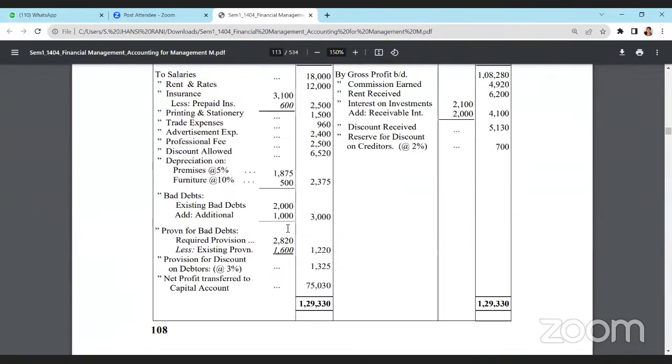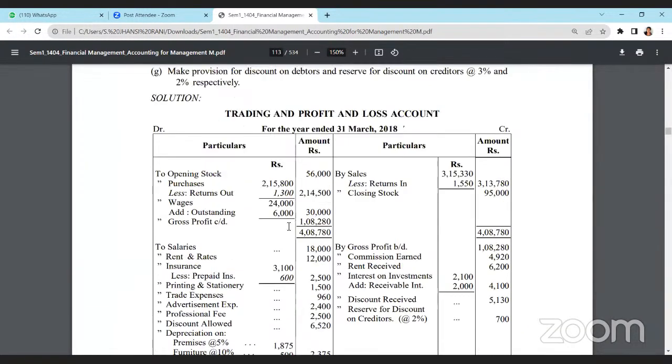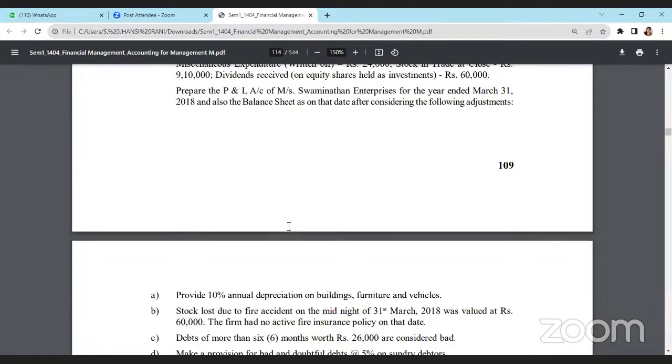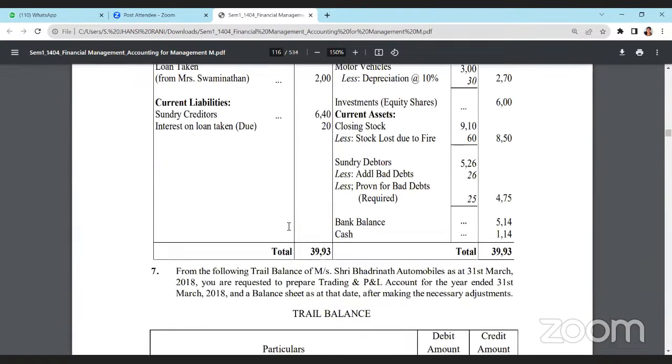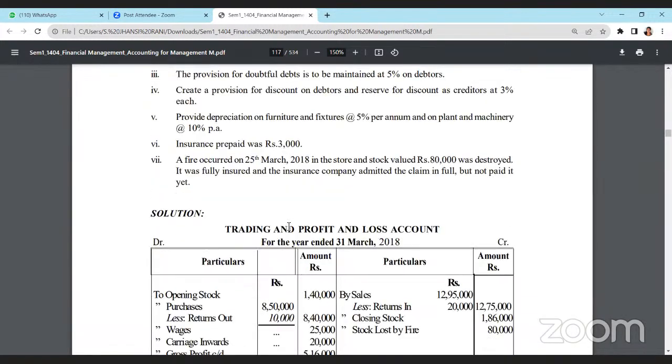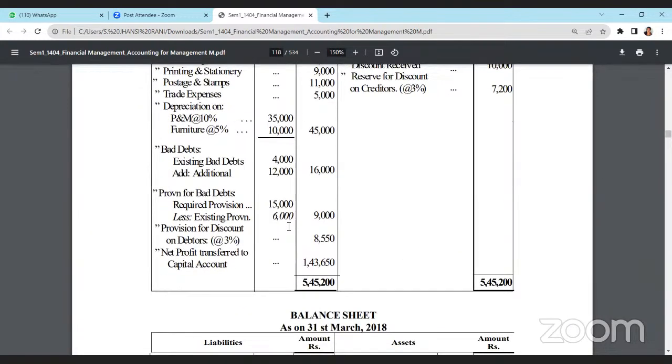This is how you'll get a full-fledged problem in the exam. Any more doubts with regard to this? Any question? If you find any doubts in this, you can ask me in the next class. Practice it. Where you are not able to understand, you can ask me in the next class.